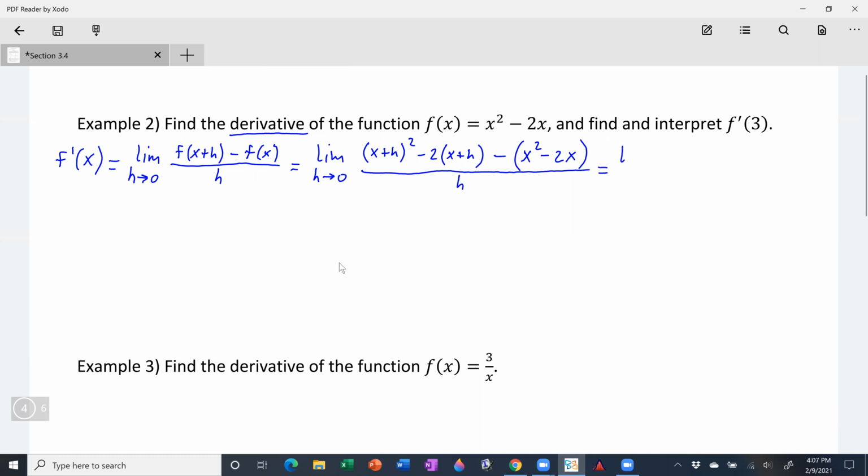Okay, so let's write this. Limit as h goes to 0. So for the x plus h squared, remember that that has to be FOILed out. So x plus h times x plus h. Let's clean this up a little bit. So that'll be minus 2x minus 2h. Distribute this negative. So that's going to be minus x squared and plus 2x.